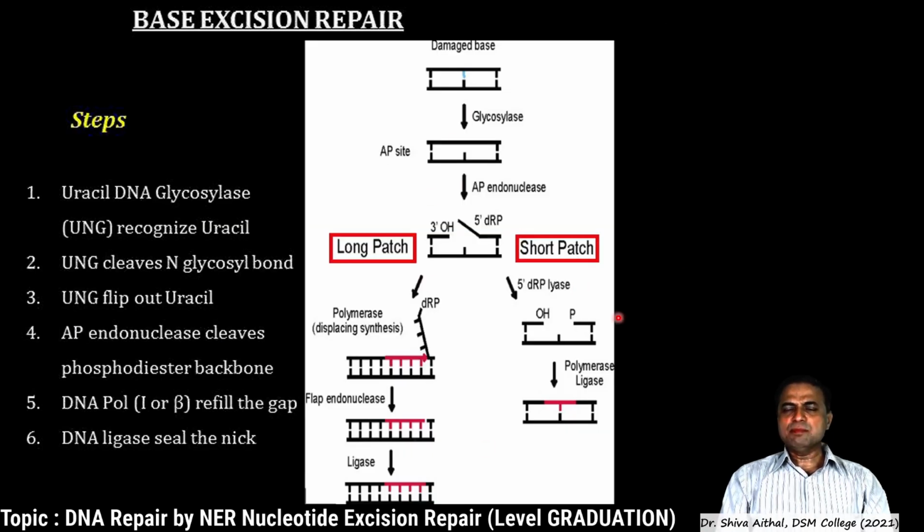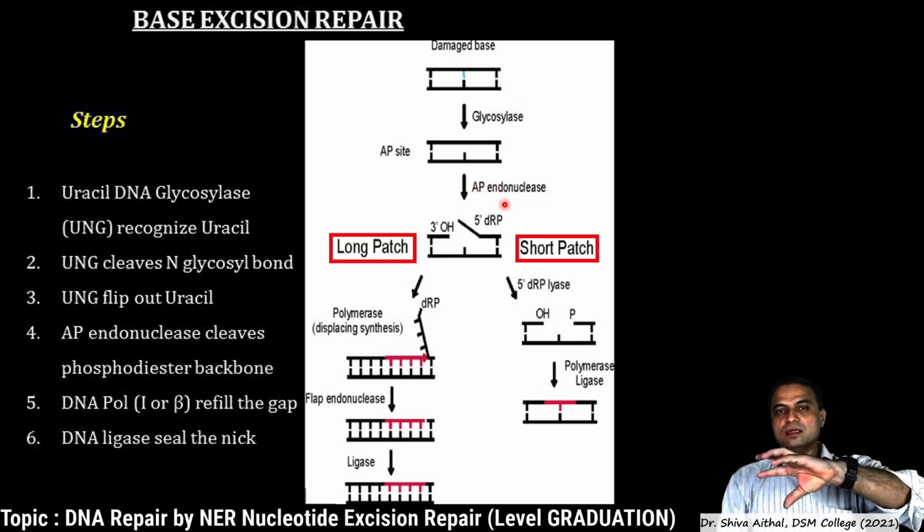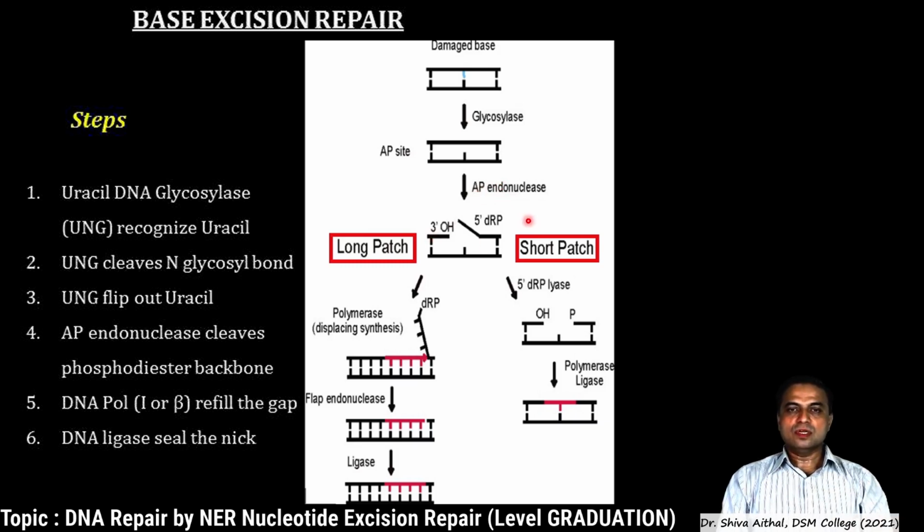Now the steps are very simple, as it involves only one base. One abnormal base is recognized, that is by uracil DNA glycosylase. It recognizes the uracil, and it cleaves the N-glycosidic bond. This results in an AP site, which is then processed by the enzyme AP endonuclease. AP endonuclease cleaves the phosphodiester backbone. Of course, uracil glycosylase flips off the base, therefore there is a result of an AP site.